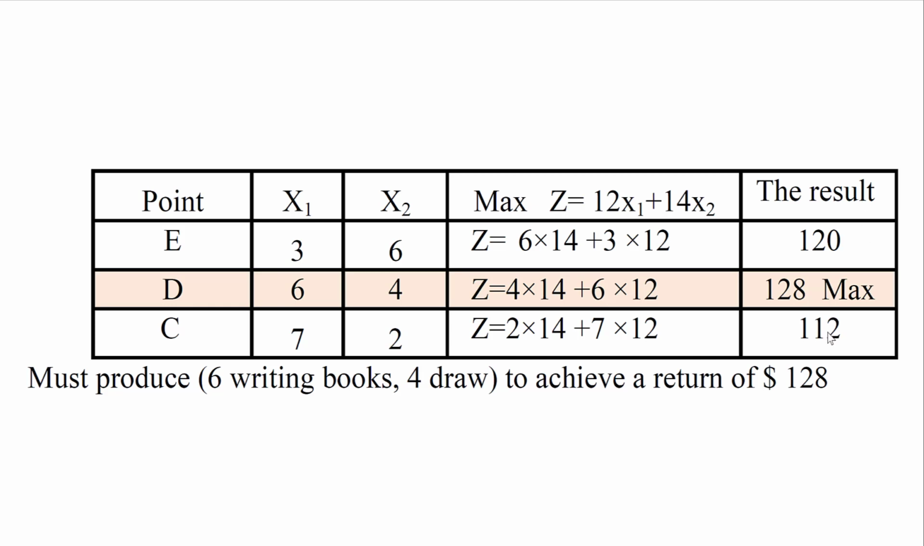So the maximum value is at point D. Point D achieves the best result, the best point to achieve our goal, to maximize the profit. So we can produce 6 books and 4 drawings to achieve a return of 128.